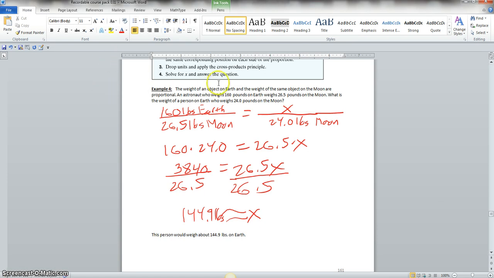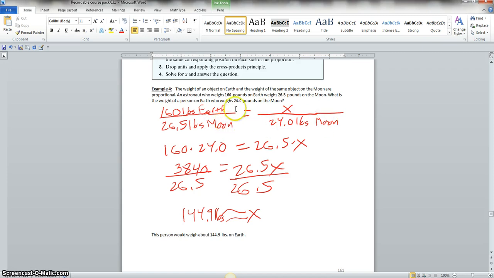It says the weight of an object on Earth and the weight of the same object on the moon are proportional. An astronaut who weighs 160 pounds on Earth weighs 26.5 pounds on the moon. What is the weight of a person on Earth who weighs 24 pounds on the moon? So we would take 160 pounds on Earth divided by 26.5 pounds on the moon. And we set it equal to. Now we know we're trying to find the Earth's value, so that's x. And we have the value of the person, what they weigh on the moon, which is 24.0 pounds.